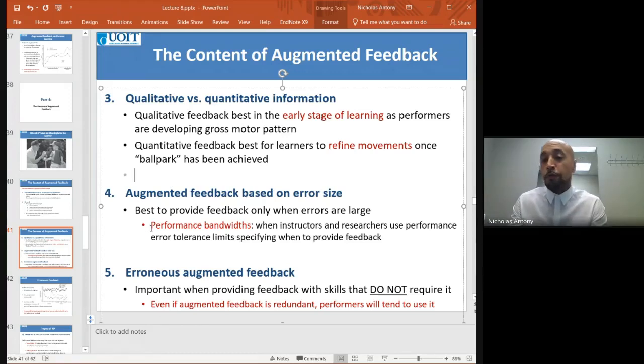So what's called performance bandwidths, where, let's say there's a certain amount of error, you only provide augmented feedback when they're outside of that error bandwidth. So as they get better and better, they're not getting outside of that bandwidth, and they're only getting augmented feedback, or feedback, a less number of times. Does that make sense?